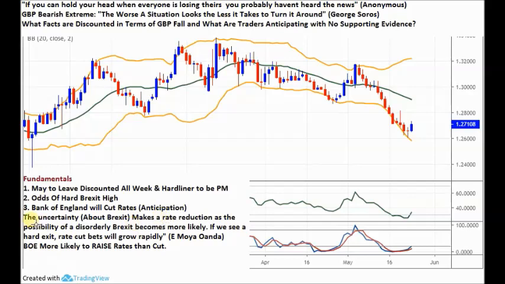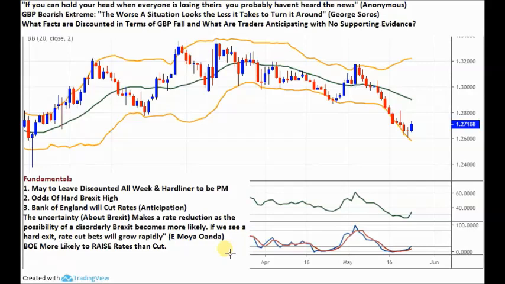Let me just read you a quick quote. The uncertainty about Brexit makes a rate reduction more likely as the possibility of a disorderly Brexit becomes more likely. If we see a hard exit, rate cut bets will grow rapidly. They've all actually already grown rapidly. A lot of people, traders and investors, are talking about rate cuts. That's just anticipating something that is not going to happen or is extremely unlikely.